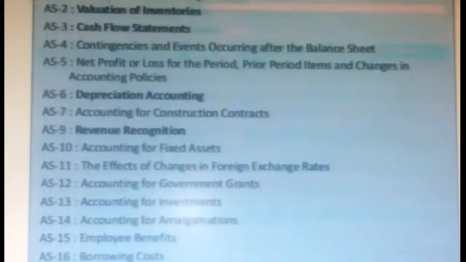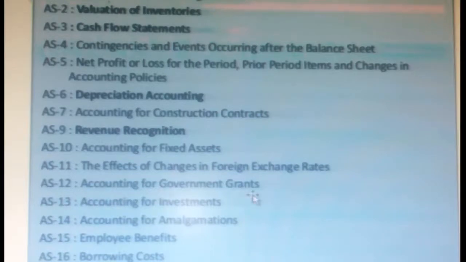Then AS11, the effects of changes in foreign exchange rates. For example, any export or import, how you are dealing with foreign exchange. That will be discussed in AS11. The effects of changes in foreign exchange, correct. So every day the foreign exchange will change, correct. It's not constant. So accordingly, how you are going to work out our imports and exports in a business, correct.